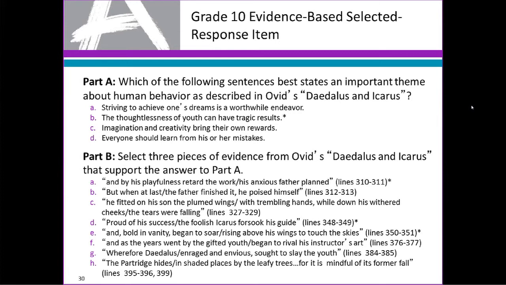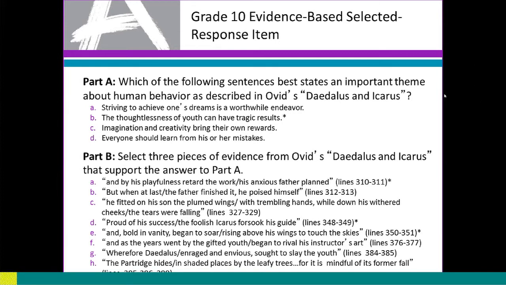And this is an item that allows for partial credit. If students get Part A and are able to pick 2 pieces of evidence rather than the 3 that they need for full credit, they would still get partial credit for this item. You can see it's a relatively rigorous text set, as well as a relatively rigorous task where students really have to evaluate the context of each of these lines and whether or not they really do support the theme about human behavior that they've chosen.